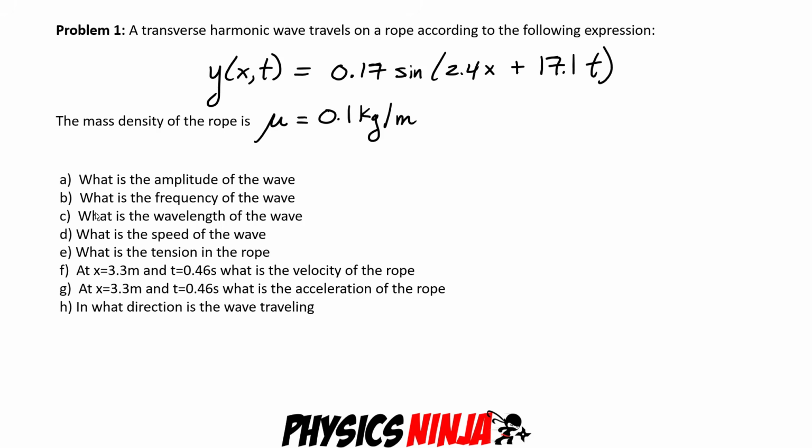All right. Here's problem 1. We have a transverse harmonic wave that travels on a string according to this expression. So the y displacement as a function of its x coordinate and time is given by this expression. The mass density of this rope is given by mu, which is equal to 0.1 kilograms per meter. All right, we have a series of questions here. What is the amplitude, the frequency, the wavelength, the speed of the wave? What's the tension in the rope? At this specific position and this specific time, what's the velocity of the rope? At this same position and time, what's the acceleration of the rope? And in what direction is the wave traveling? All right, pause the video, try this problem out for yourself, and come back and watch the rest of the solution.